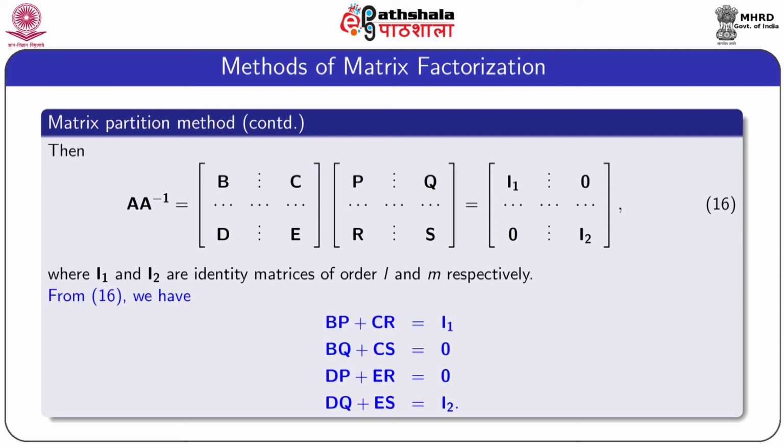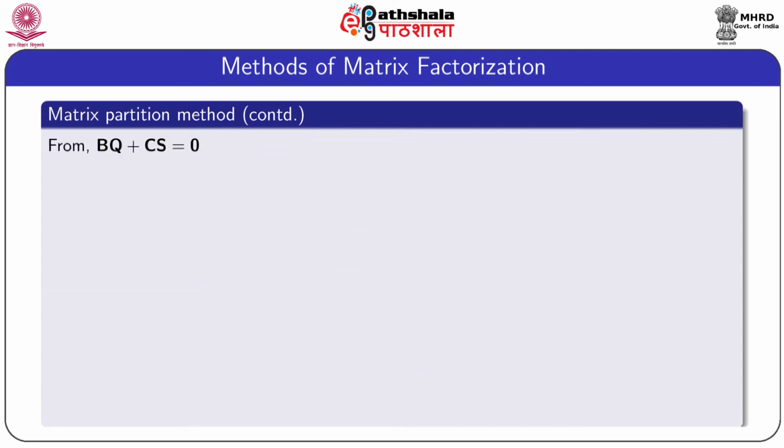So, after multiplication, we obtain the following 4 equations: BP plus CR equal to I1, the second equation is BQ plus CS equal to 0, the third one is DP plus ER equal to 0, and the fourth one is DQ plus ES equal to I2. Now, from the equation BQ plus CS equal to 0, we get Q equal to minus B inverse CS. Our problem is to find the matrices P, Q, R, S.